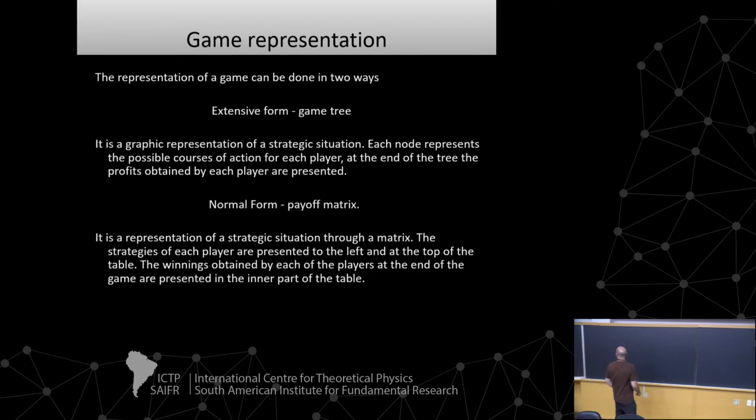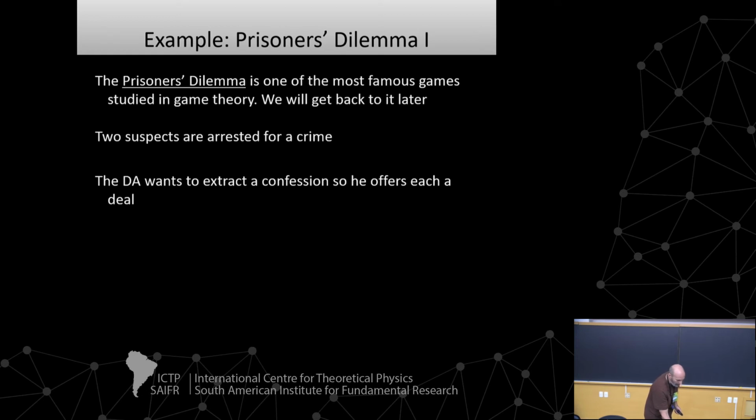So I mentioned before that we have two different ways. There are more ways, but there are two principal ways of representing a game. One is called the extensive form, where what we do is a game tree, and the other one is the normal form, where what we do is a payoff matrix. And instead of reading this, I will just introduce an example, and we will see the extensive representation and the normal form representation.